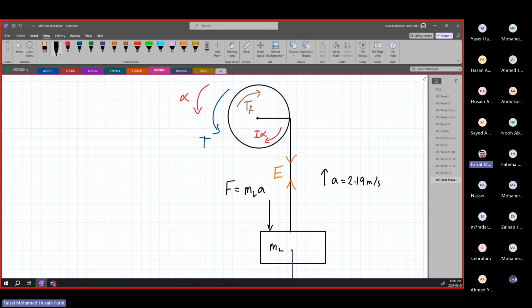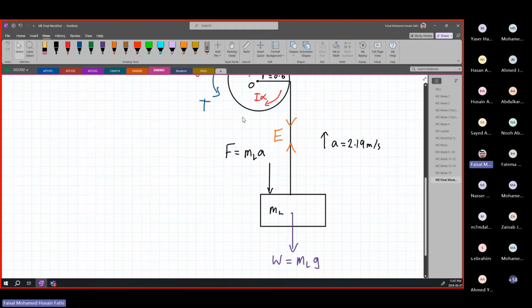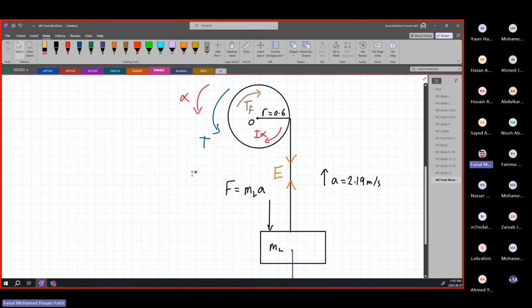Let us just add a few points here for solving. So we know that our radius is over here, which is equal to 0.6 meters. And let's call this point in the middle point O. All right. And this is it. This is how you would draw a free body diagram for such a case.